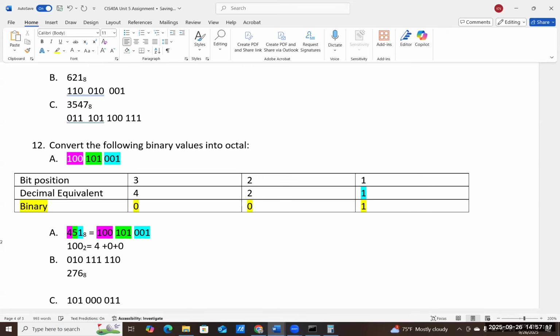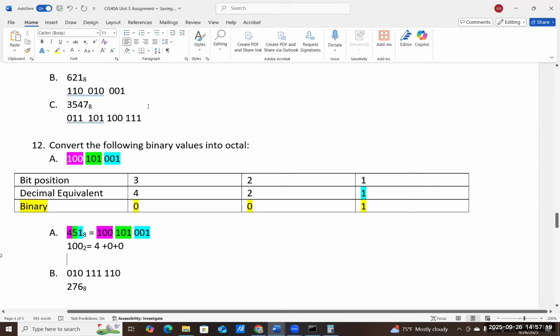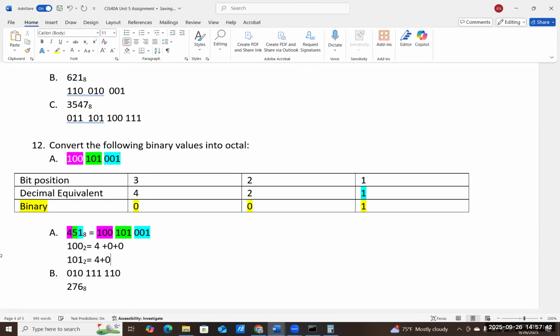Now, if you go to the next one, which is 101, and that's base 2, you're going to take the 4 plus the 0 plus a 1, which gives you a 5 in octal, and so on. You get the idea.